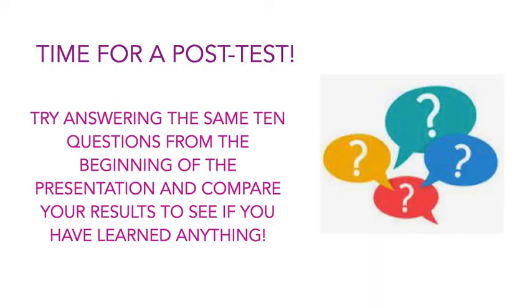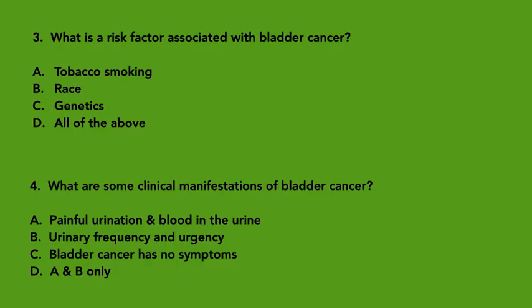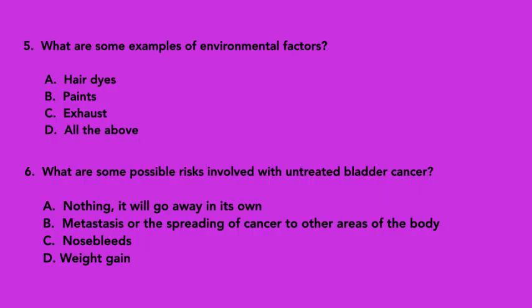Next, we're just going to review our quiz again. So these are the same 10 questions as before, just checking to see if you've learned anything through this presentation. So number 1, the answer is C. That is not a symptom of bladder cancer. Number 2, the answer is C, tobacco smoking. Number 3, the answer is D, all of the above. Number 4, what are some clinical manifestations of bladder cancer? The answer is D, A and B.